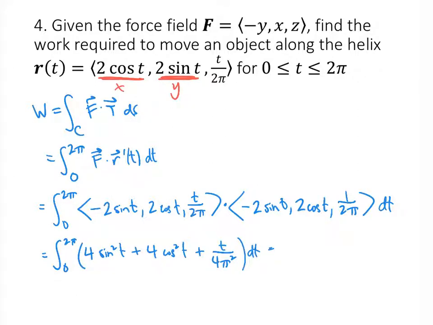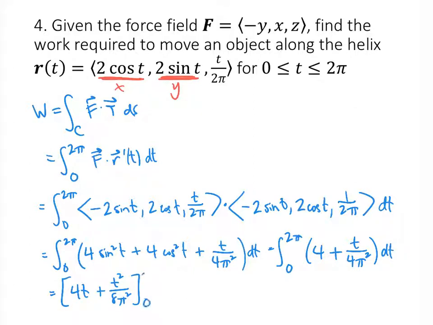Sine squared plus cosine squared, that's just 1. So 4 sine squared plus 4 cosine squared, I can factor out the 4, and so I just get 4. So this is 4 plus t divided by 4 pi squared. Now when we integrate, we get 4t, and then t squared divided by 8 pi squared. Plug in 2 pi, plug in 0.